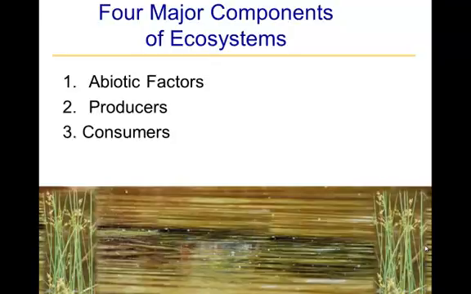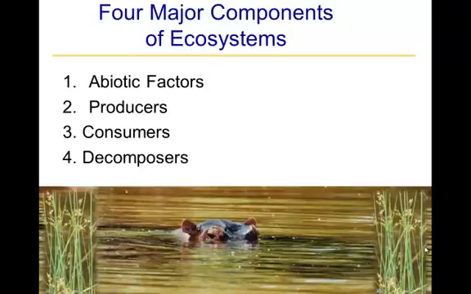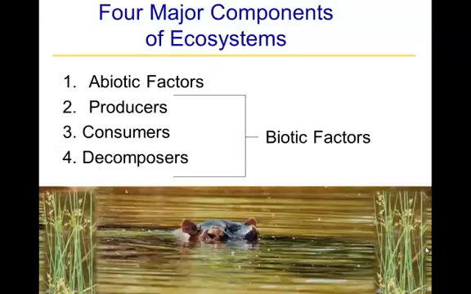In this case, we have a consumer, a big consumer, a hippopotamus, but there we could have small consumers such as insects as well. Many others. The fourth and final category or component of ecosystems are decomposers. And decomposers we'll get to later, but this includes things like bacteria and fungi. So you can see that we can show the two major divisions: abiotic factors, water, sunlight, temperature, climate, and then the biotic factors, the producers, consumers, and decomposers all together.